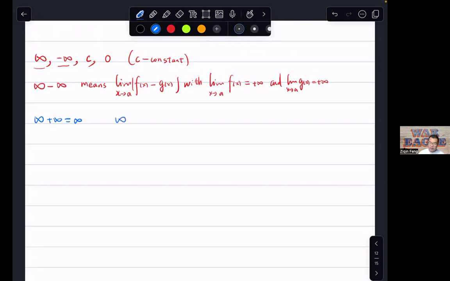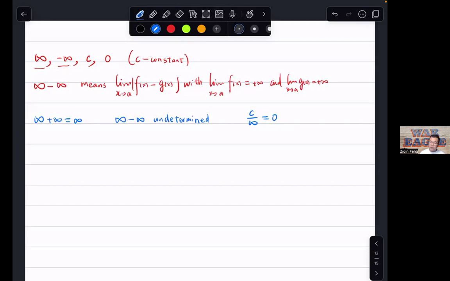And infinity minus infinity is undetermined. That depends on the function form, f and g. Sometimes you get infinity, sometimes you get zero, sometimes you get negative infinity. So it could be any number you can imagine, right? And if you have c over infinity, this clearly is zero, because c is a constant and the denominator is getting larger and larger. So the reciprocal is getting smaller and smaller, multiplied by c still very small, right? So this is zero.